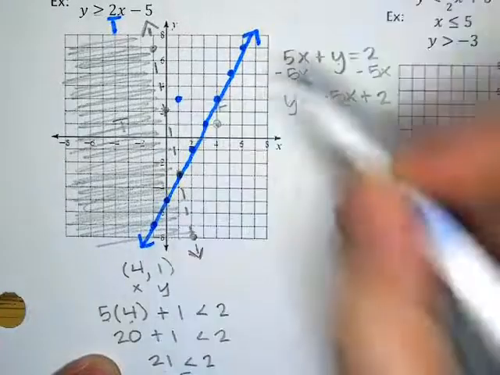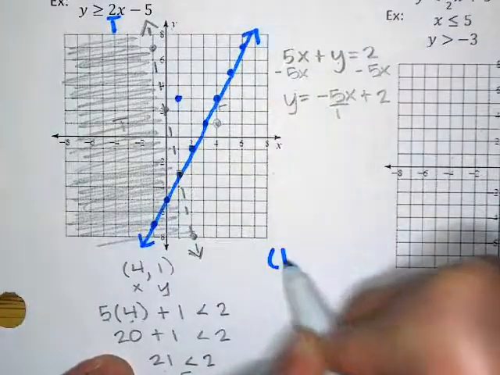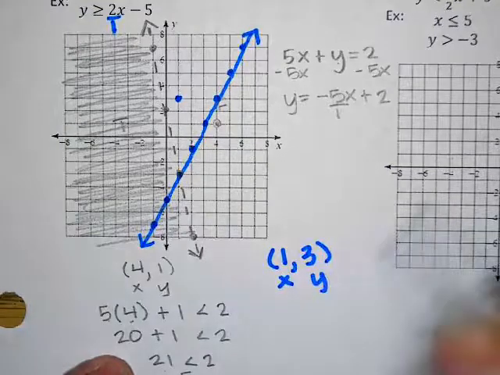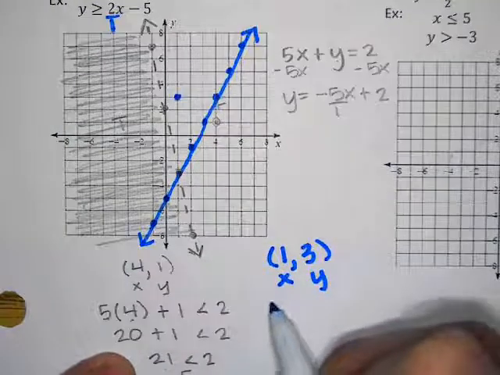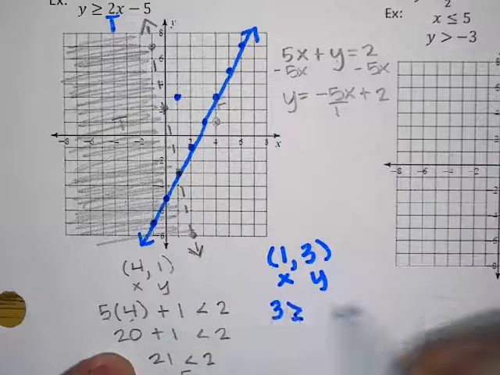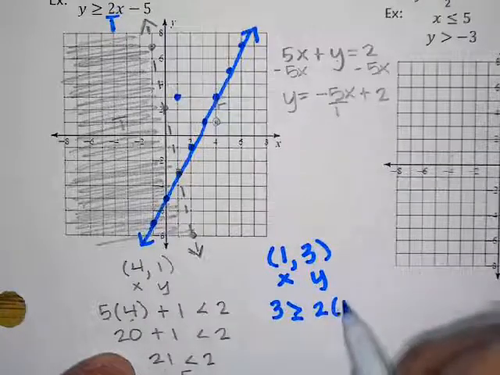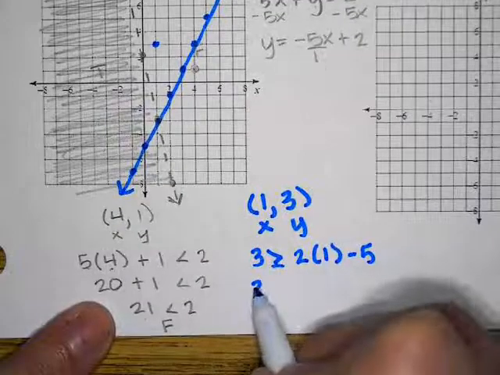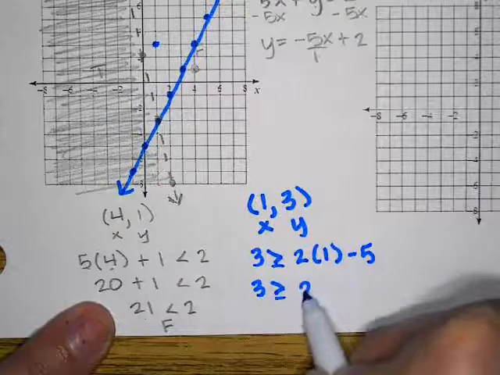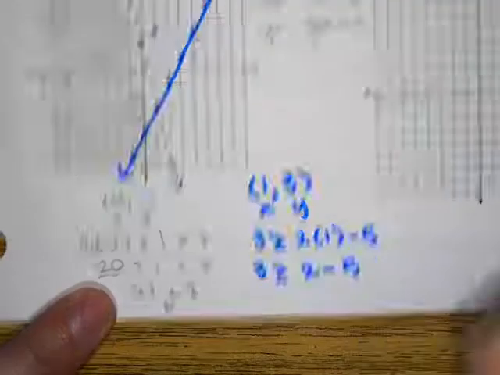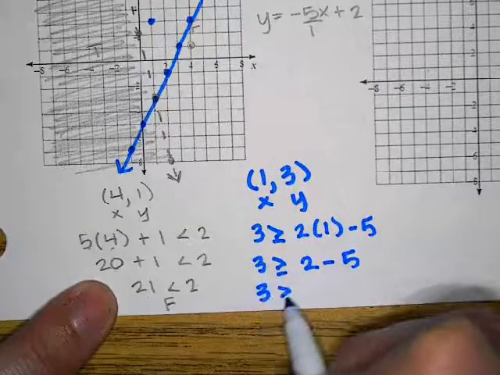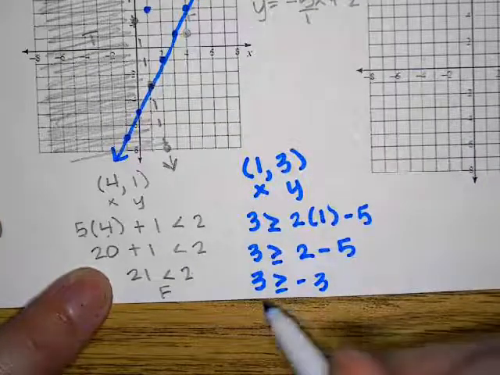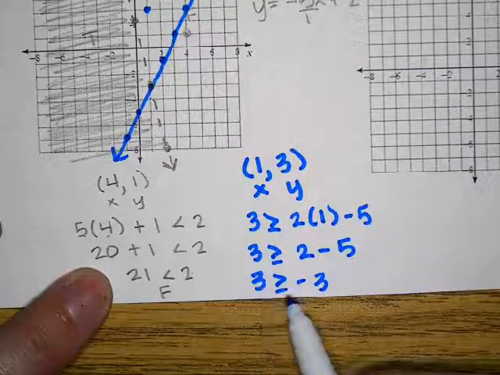This is the point 1, 3. So 1 for x, 3 for y. So I have 3 is greater than or equal to 2 times 1 minus 5. 3 is greater than or equal to 2 minus 5. 3 is greater than or equal to negative 3. So I'm going to ask myself, is it true that a positive 3 is greater than a negative 3?